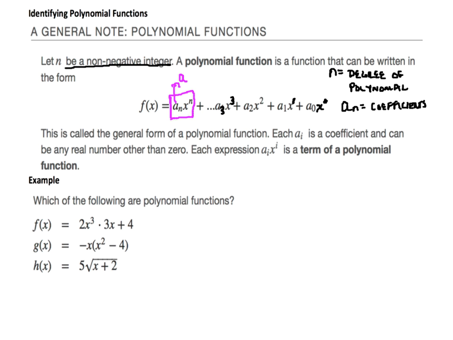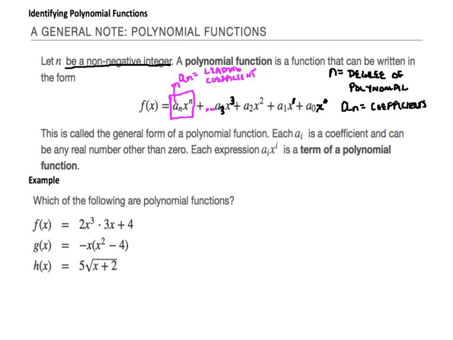So a sub n specifically will always be your leading coefficient. And we don't know how many terms we're going to have because we're trying to give a general definition. That's what the dots are for. So if I start at the 57th degree, I've got to work my way down: a sub 56, x to the 56th, a sub 55, x to the 55th. So that's why they put the dots there, because you're going to go all the way down until you get a sub 3.